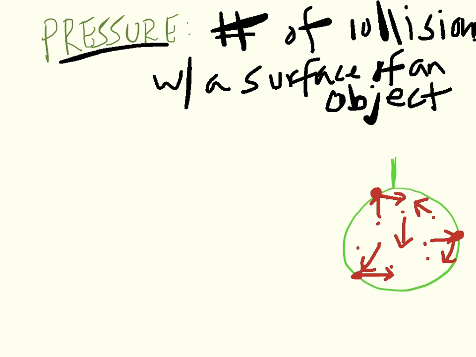If you want to decrease the pressure of a gas, you just have to decrease the number of collisions. So you could have less gas, if there's fewer molecules in this balloon, right? If we get rid of a few of these, there's not going to be as many collisions. If we make the gas molecules move slower, then they're not going to collide with the surface as often. Basically, any way to decrease the number of collisions, you're going to decrease the pressure.